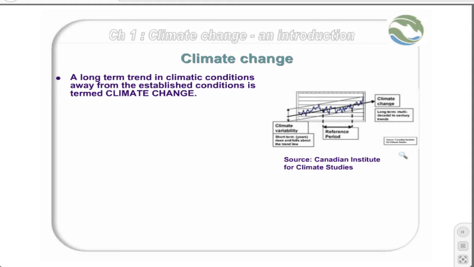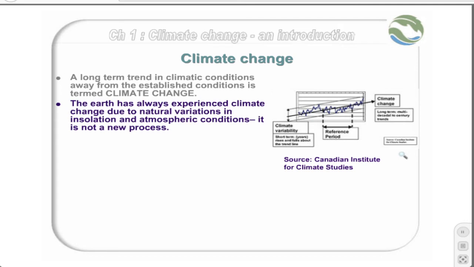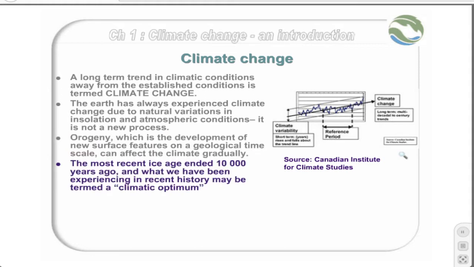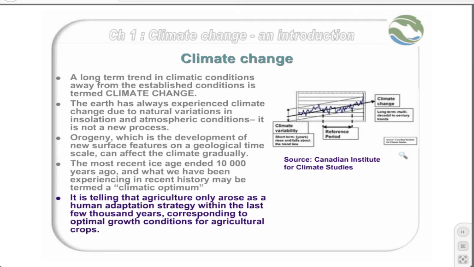The Earth has experienced considerable change in climatic conditions due to natural variations in the solar cycle, the composition of the atmosphere, and even orogeny, which is the development of new surface features and transformation of ocean basins through geological processes. In recent history, the human race has experienced climate change. The most recent ice age ended about 10,000 years ago, and today we're experiencing a relative climatic optimum. It is telling that although biologically modern humans have been around for more than 150,000 years, human civilization and agriculture only occurred once the Earth warmed to the current levels.